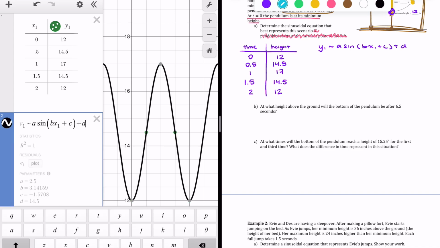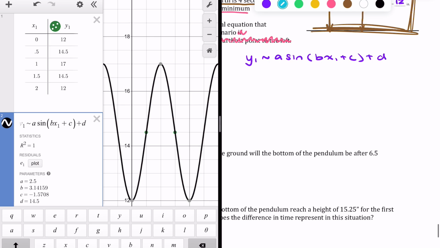Not always, but sometimes if you don't have 5 points within the same period, it'll give you some weird graph that doesn't match the points that you're trying to talk about here. And you'll get an R squared value that isn't 1, which is a sign that maybe you need a better table of values, or maybe you plugged something in incorrectly. And when I do that, I can get the values I'm looking for.